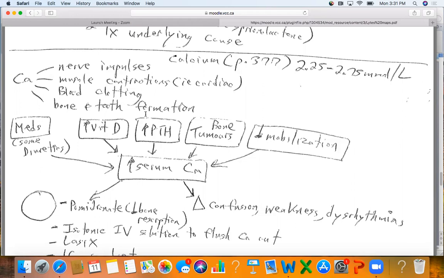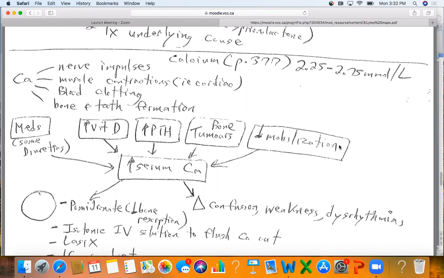So let's talk about increased serum levels of calcium. A lot of these should be pretty obvious here at the top, these rectangles at the top with your meds, diuretics. We know what vitamin D does, how it helps calcium absorb. We've talked about PTH and its role in calcium in a previous video. And you should know from previous experience how mobilization or decreased mobilization, what effect that has on the bones. So if someone's not mobilizing enough, what happens?